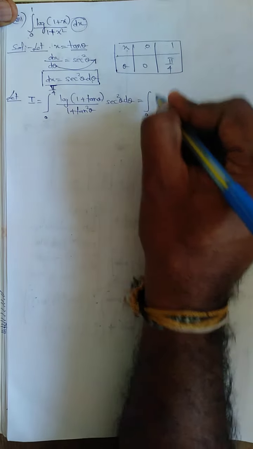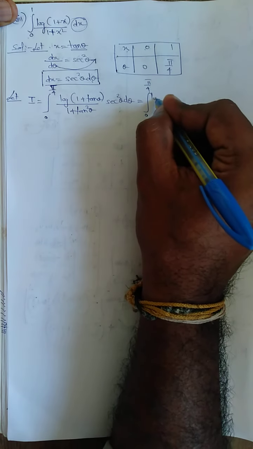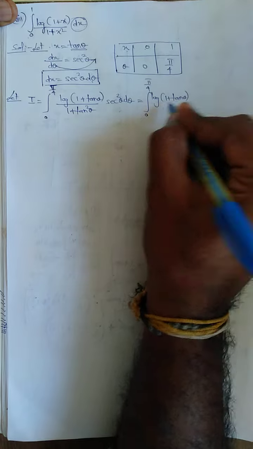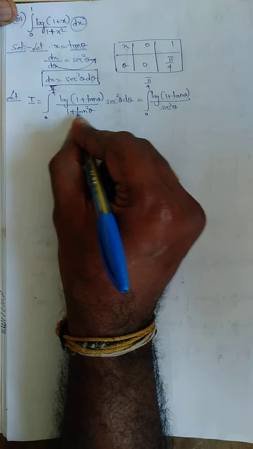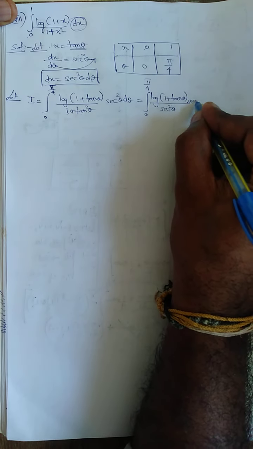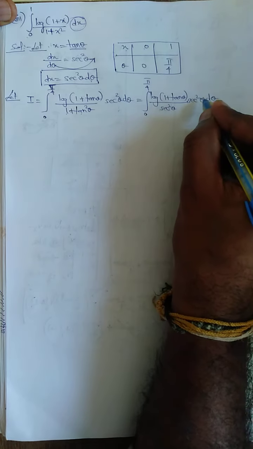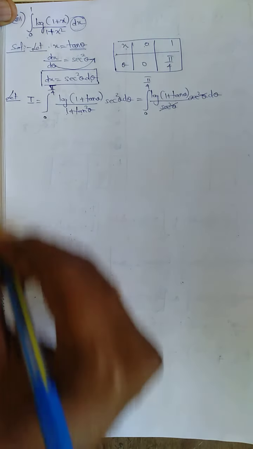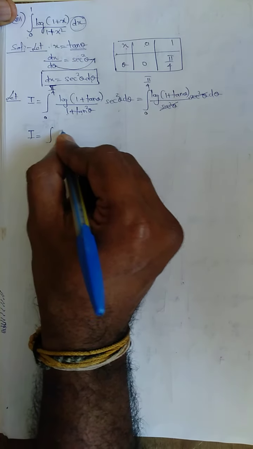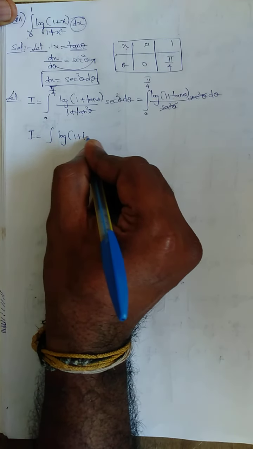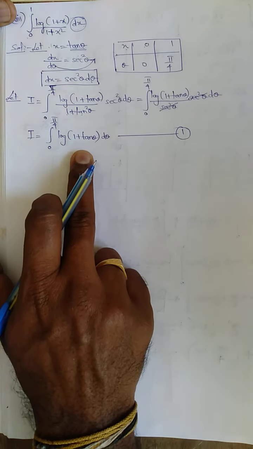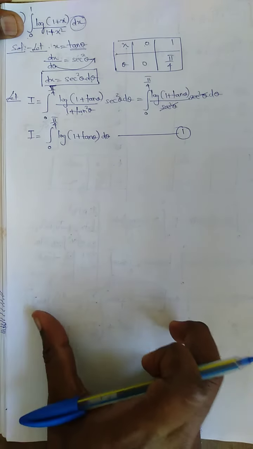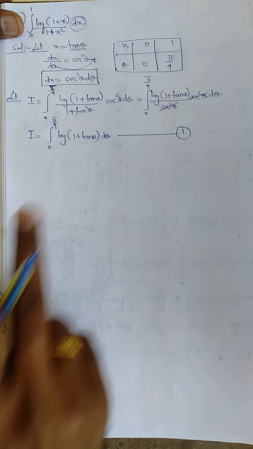Once again, 0 to pi by 4 of log of 1 plus tan theta divided by 1 plus tan square theta. We change this trigonometric expression: 1 plus tan square theta is nothing but secant square theta, and secant square d theta is already present here. Secant square theta cancels. Then I is equal to the integral of log of 1 plus tan theta d theta, limit 0 to pi by 4. Keep it as equation 1. This equation is very necessary for the sum after a few steps, so keep this as 1.